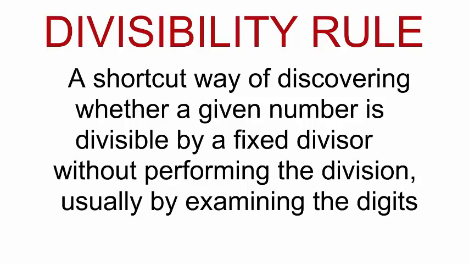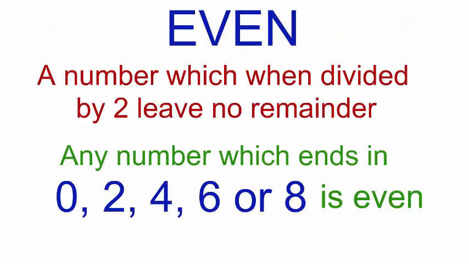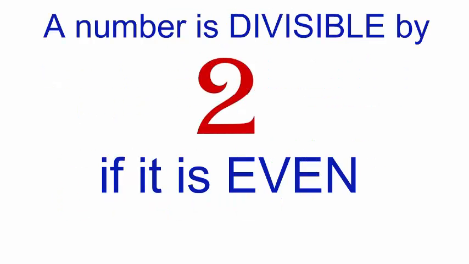To check whether a number is divisible by 2, remember even numbers. An even number leaves no remainder when divided by 2. Thus, any number which ends in 0, 2, 4, 6 or 8 is even. Can we say a number is divisible by 2 if it is even?